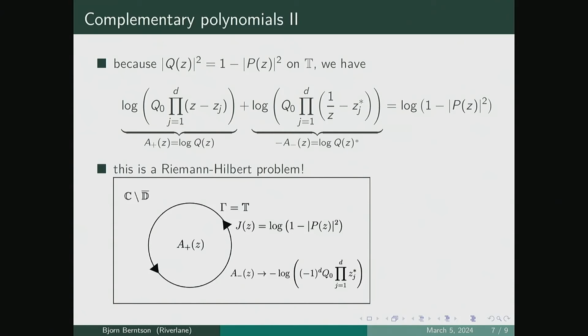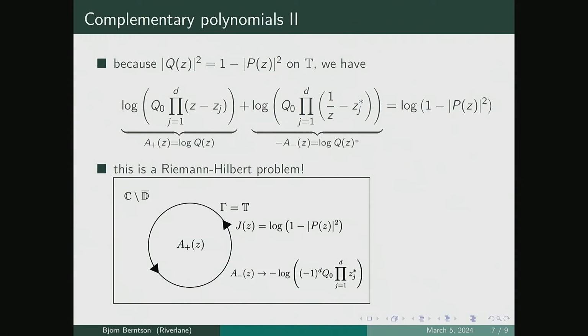So this is exactly a Riemann-Hilbert problem, exactly the same type I showed on a previous slide, except now we know the data. We have this jump function j explicitly in terms of p, which is known. And to compute this constant a infinity, we just take a limit of a minus as z gets large. And so we can compute this constant explicitly.